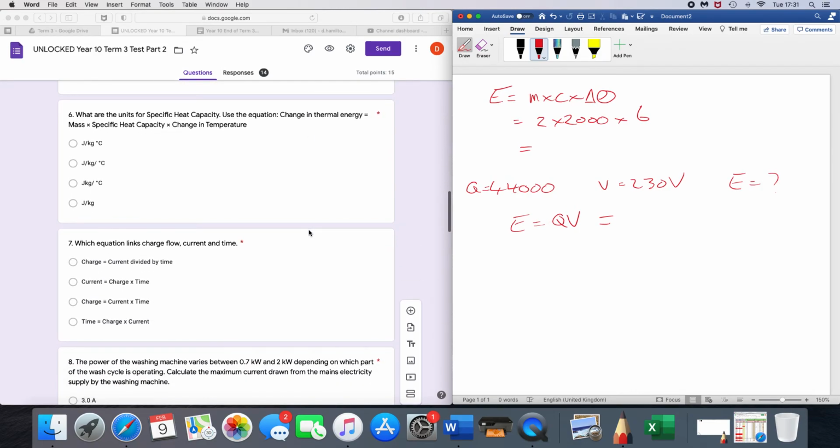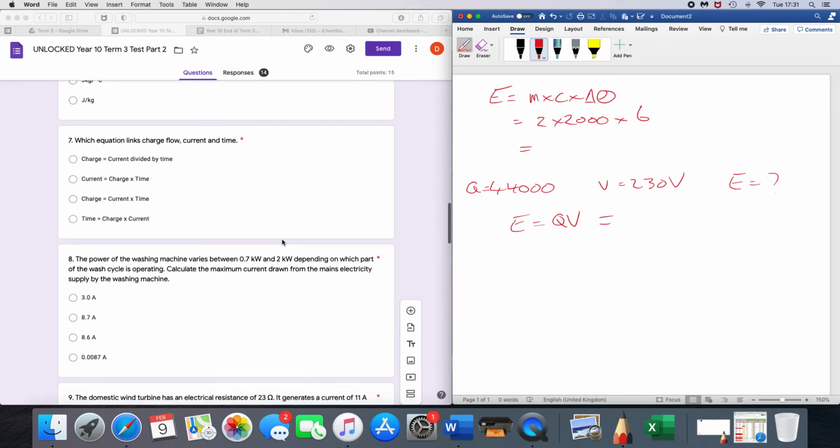Question 6. What are the units of specific heat capacity? Well, joules per kilogram degree C, you need to know that, so the answer is A. Which equation links charge, flow, current and time? You should know that. Q equals IT. Question 7, the answer is C.